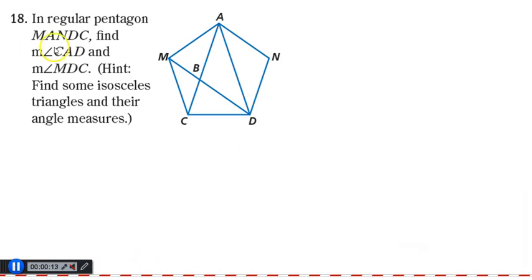So what we have here is a regular pentagon, MANDC, as we can see, it's drawn here for us. We want to find the measure of angle CAD, so that would be this angle right here. And we want to find the measure of angle MDC. So MDC is this angle right here.